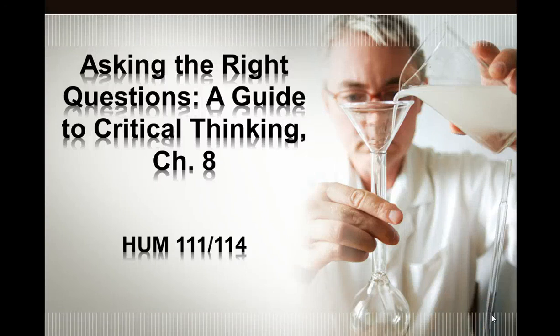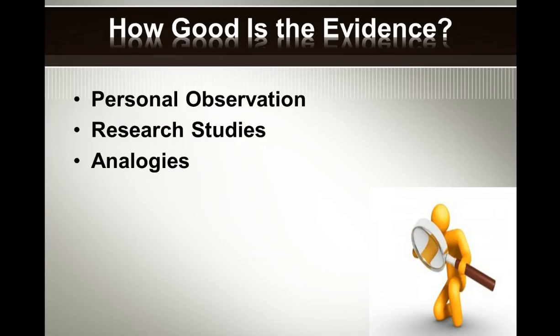We're going to go over Chapter 8 of Asking the Right Questions, A Guide to Critical Thinking. This is all about evidence, the evidence that you'll be looking at to prove or disprove certain things. Three types of evidence that the book discusses are personal observation, research studies, and analogies.